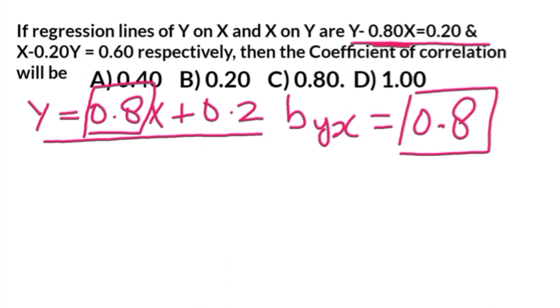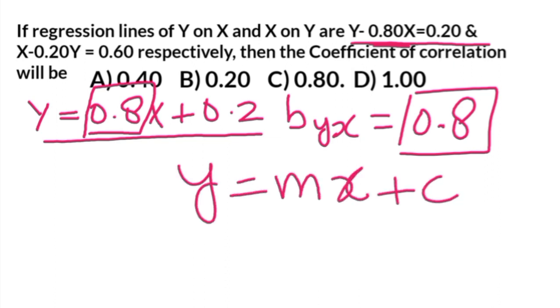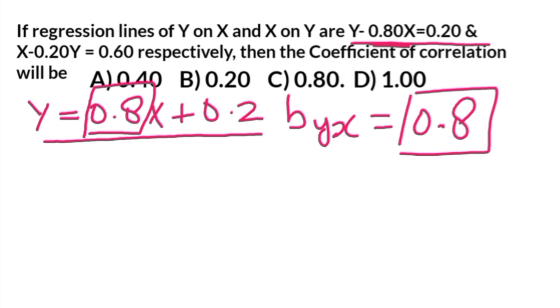As we know, the slope formula is y = mx + c, where c is the intercept and m is the slope. This is the equation of y on x, so we got here byx = 0.8.